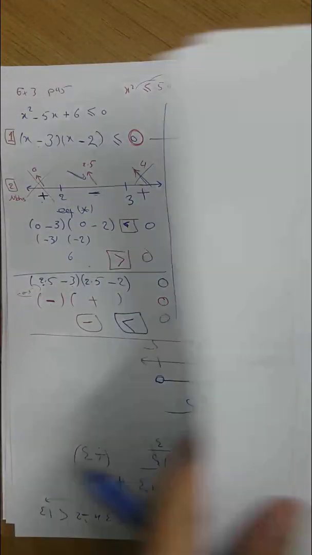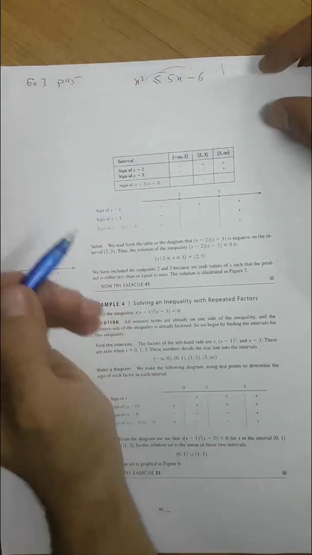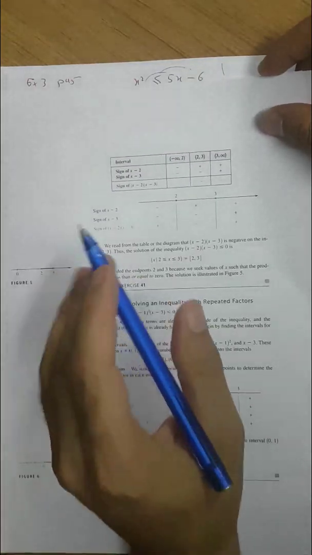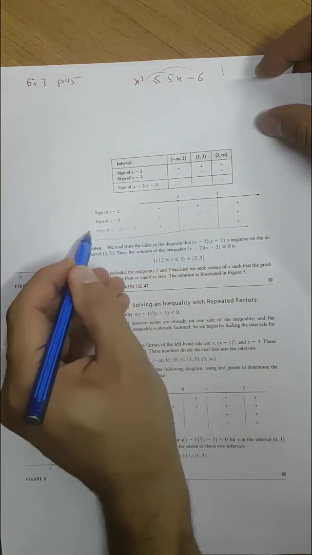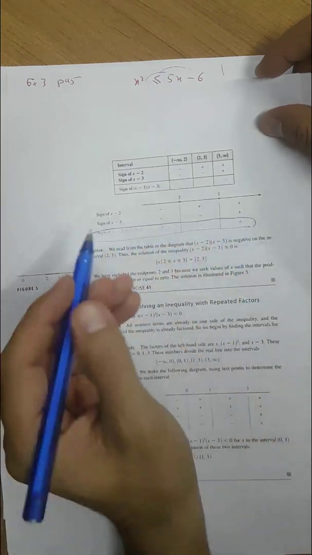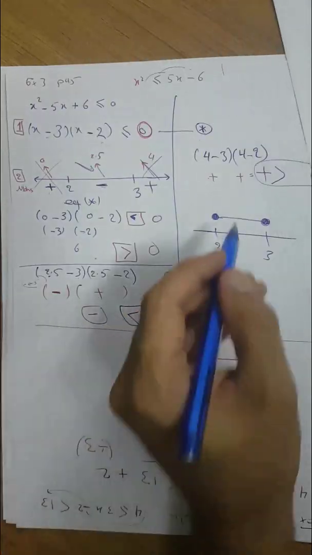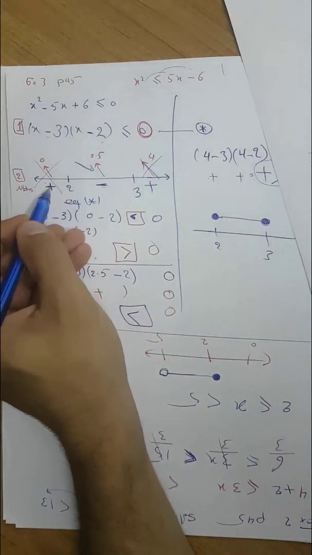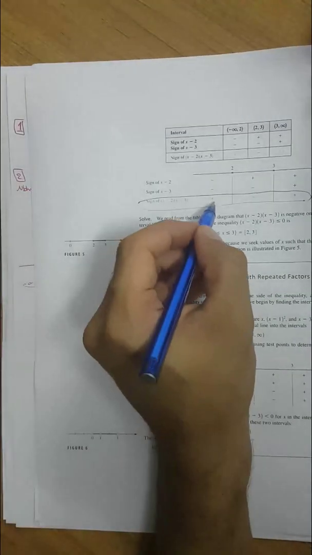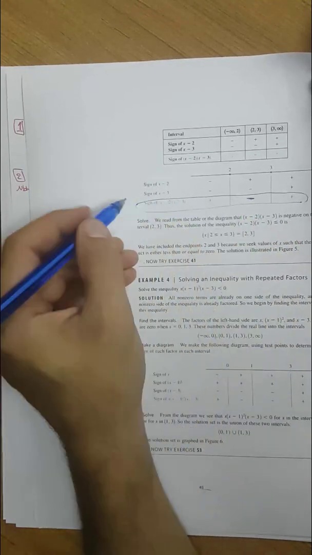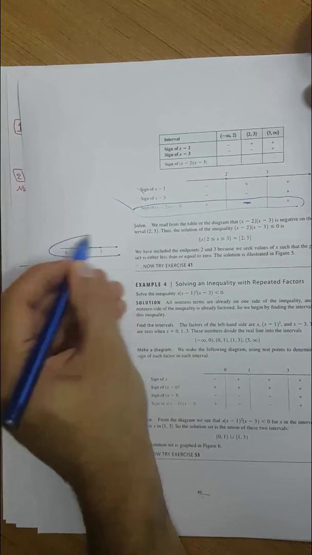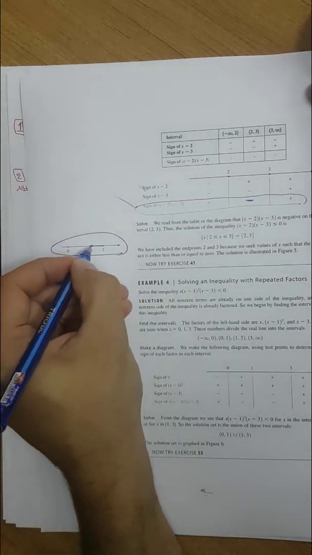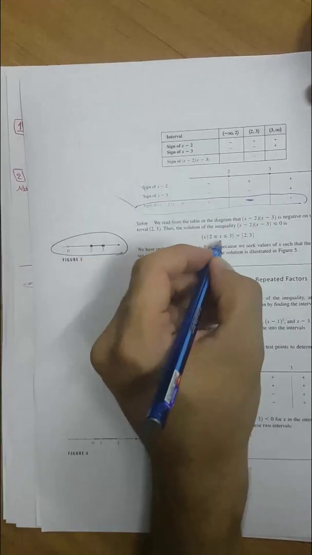Okay, and he did many tables. You don't need them. You just need this table. We did it here, we did it here: negative, positive, negative, positive, positive, negative, positive. So we just care about this one. We don't need all the rest. And here's your other part, and we fill the gap. Don't forget, because you have an equality.